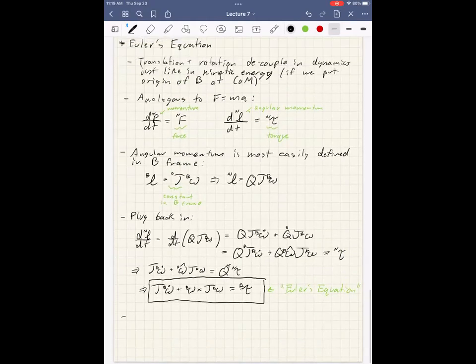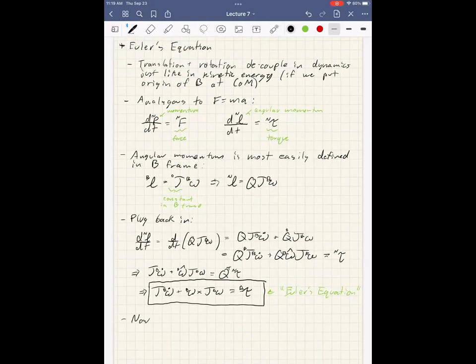Okay, cool. So now you can simulate a rigid body by taking this stuff for the rotation part and stacking it with F equals ma for the translation part.